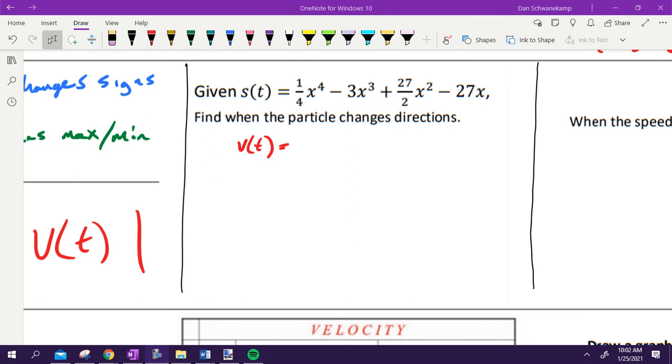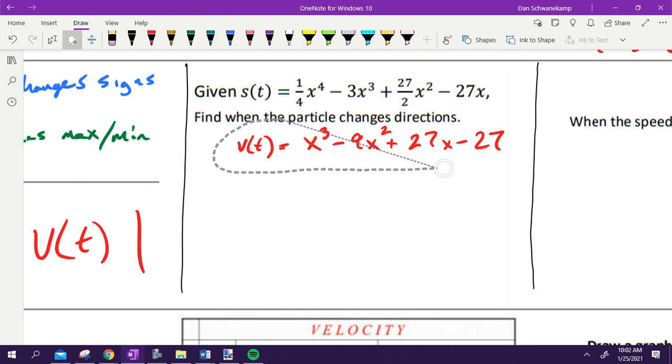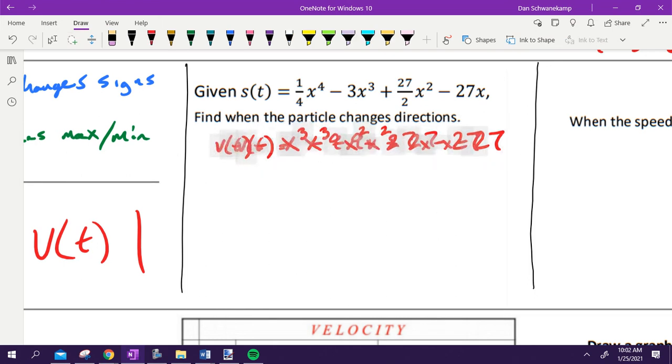Slade, what'd you get for your derivative here? X to the third minus 9x squared plus 27x minus 27. Good. Your brain could forget, and you're thinking about exponents. That's just something you got to be good at. You were really good at finding derivatives first semester. Just because we've thrown in integrals now, don't let that throw you off. That's what my derivative is.